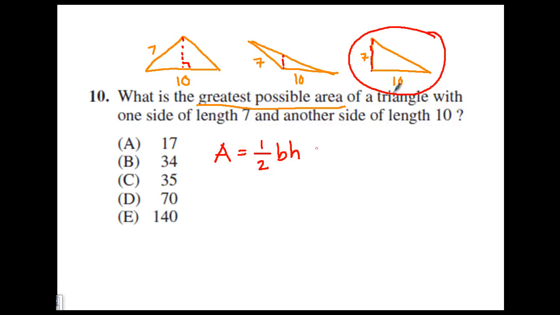And therefore, using this now, we have area equals 1/2 times the base of 10 times the height of 7. 10 times 7 is 70, divided by 2 is 35, which is this 35. Now, when you go to calculus, it can be proven using derivatives that it is indeed 35 that is the maximum possible area of this triangle.